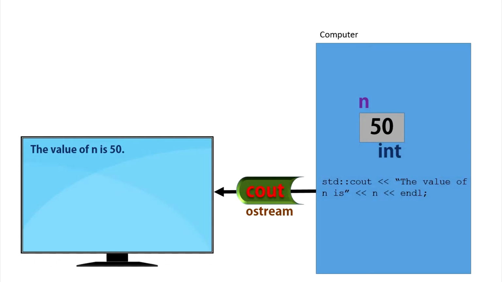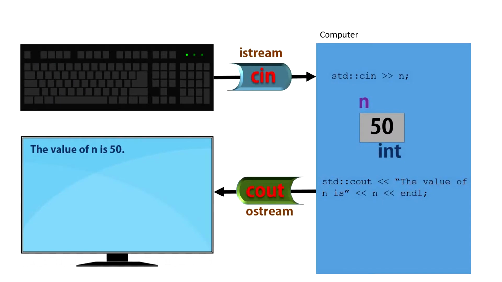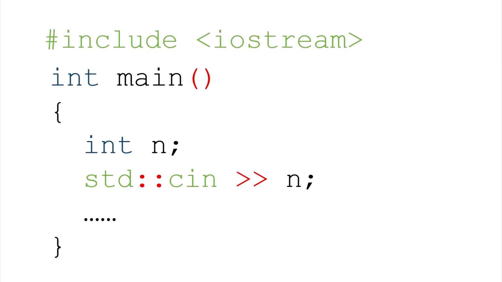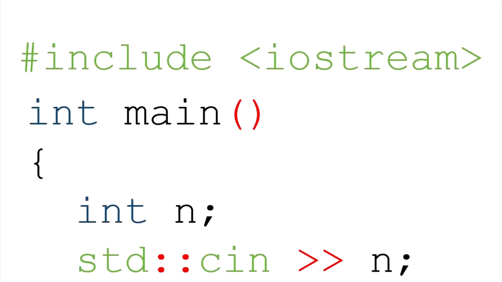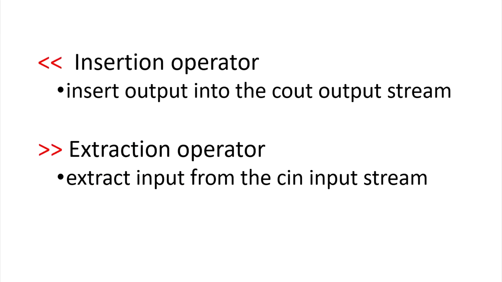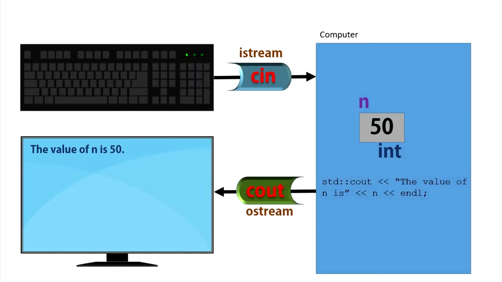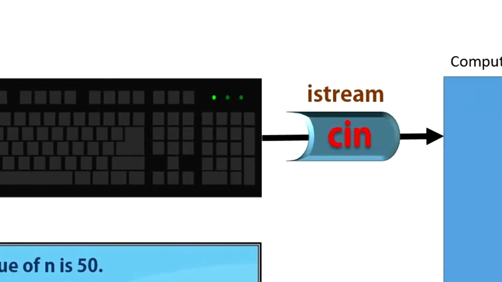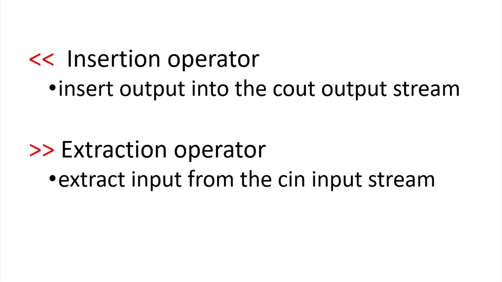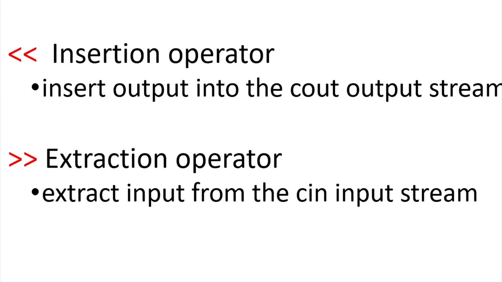C++ also has an input stream named cin, through which data flows from an input device, for example a keyboard. Just like cout, the cin object is also defined in the iostream file under the namespace std. The symbol with two greater than signs is called the extraction operator, or simply the input operator. It is used to extract input from the cin input stream, similar to how the insertion operator is used to insert output into the cout output stream.